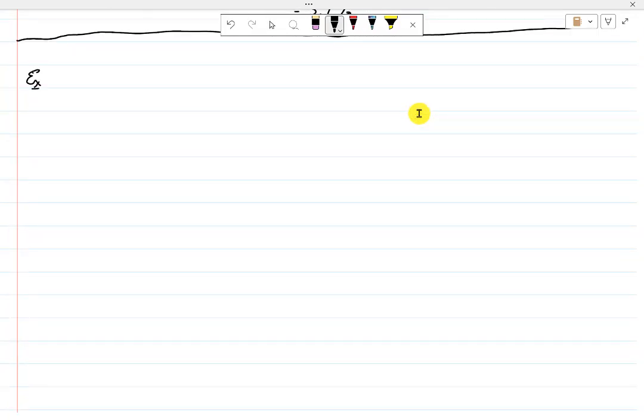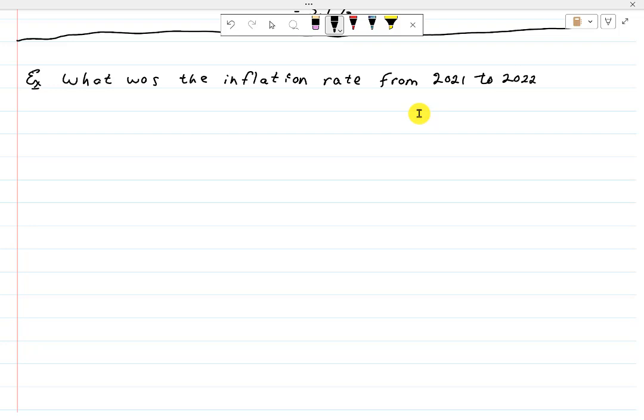Another example. What was the inflation rate from 2021 to 2022? You recall this was at the height of the pandemic. So let's see if we can get, first of all, I need to get some information. The book only goes up to 2020. How do we get this?